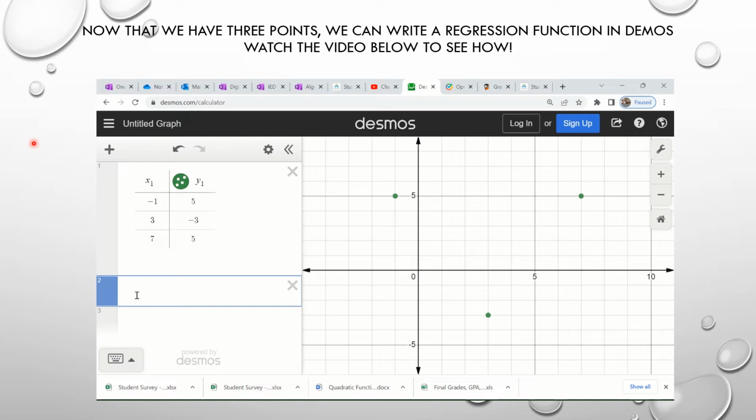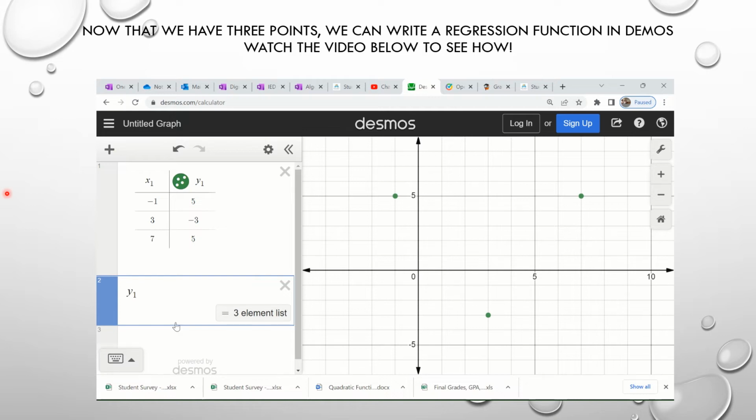So standard form is y equals ax squared plus bx plus c. I'll say that again, just so you can catch up. It's y equals ax squared plus bx plus c. Now, in order to do the regression, though, we don't want to use y. We want to use y1. If you just type y and then the number 1, it will automatically make it a subscript.